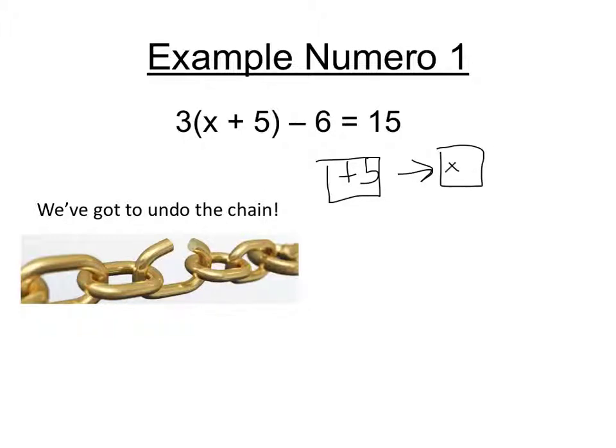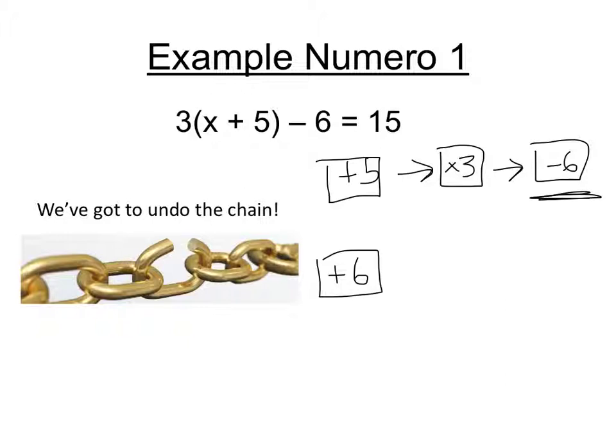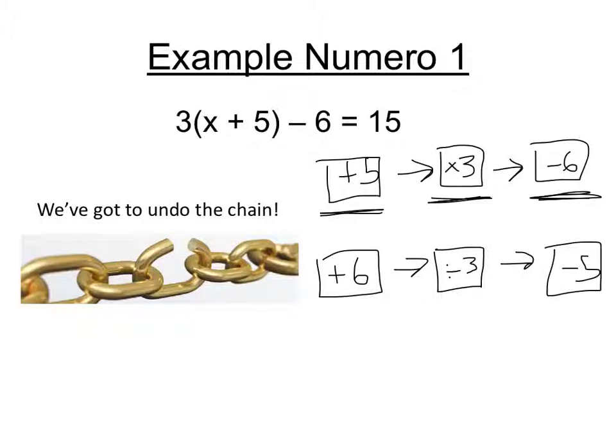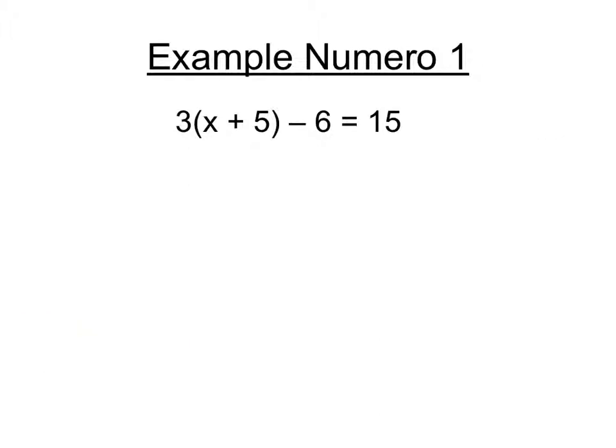Now our chain before was plus 5, times 3, minus 6. So what we're going to do now is write the inverse of subtracting 6 first. That would be adding 6. Next we would do the inverse of multiplying by 3, which is dividing by 3. And our last step would be subtracting 5, which is the inverse of adding 5. All right, so our undoing chain is add 6, then divide by 3, then subtract 5.